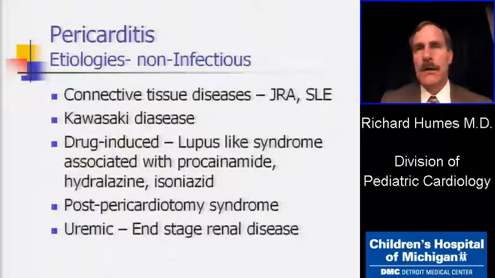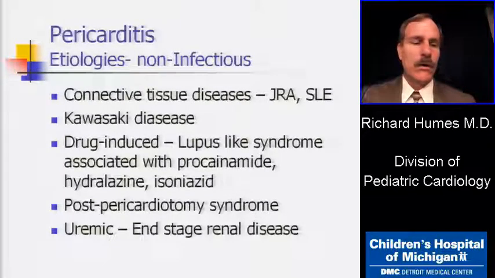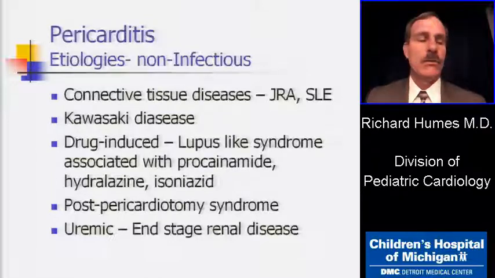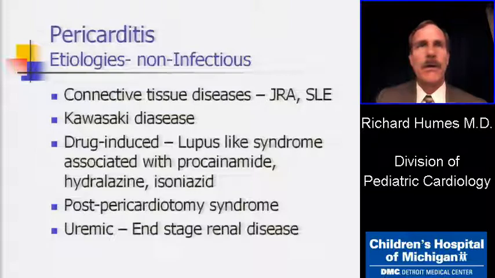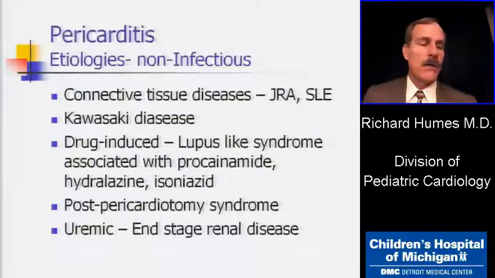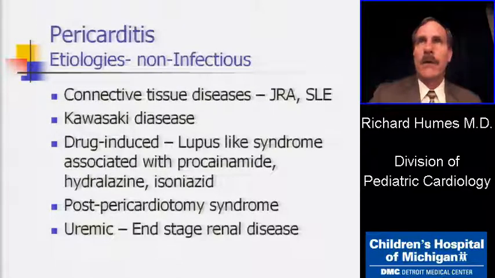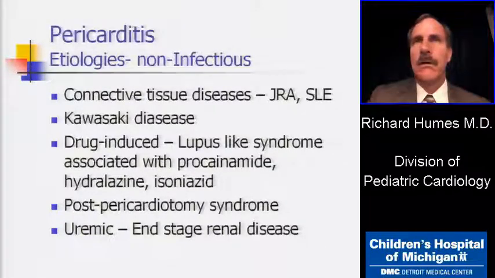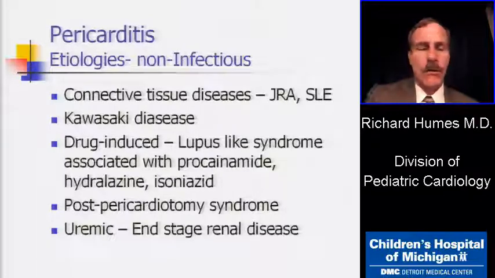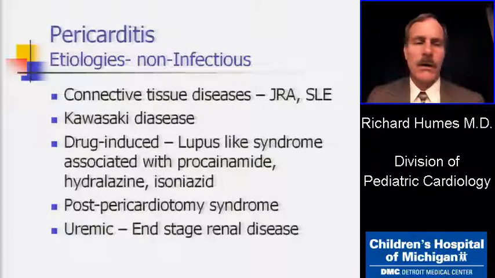Also some non-infectious etiologies of increased pericardial effusion, particularly connective tissue diseases such as JRA and SLE. Kawasaki disease can have a transient myopericarditis during the acute phase. There can be some drug-induced pericarditis associated with procainamide, hydralazine, and isoniazid. There is, as I mentioned before, the post-pericardiotomy syndrome, which occurs after heart surgery. And also you can get pericardial effusions from end-stage renal disease, although this is unusual in the modern age.